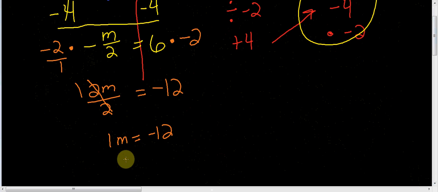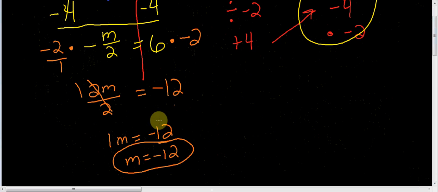Or you could write it without the 1. If you don't see a number in front of the m, or any variable, it's implied that it's a 1. So we're saying that m is equal to negative 12. Let's check this. Make sure it's right here. Let's see what color I want to use. Oh, purple is my checking color today. So we'll check.